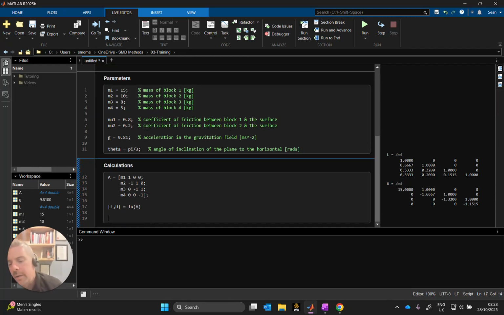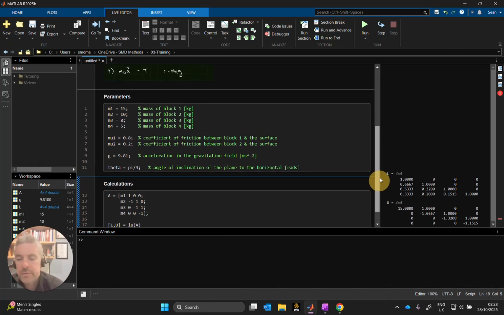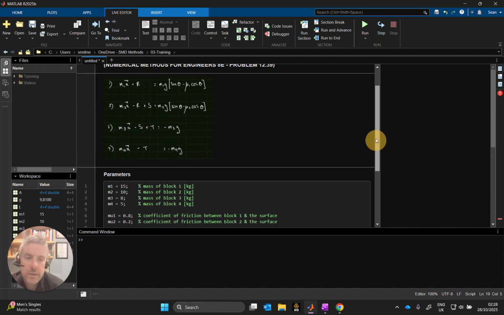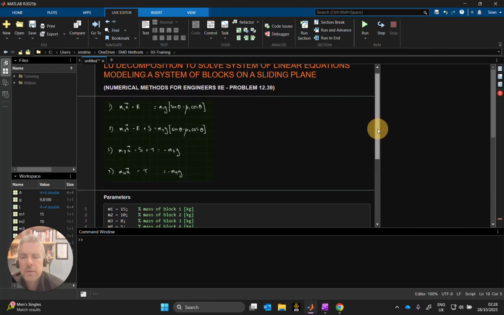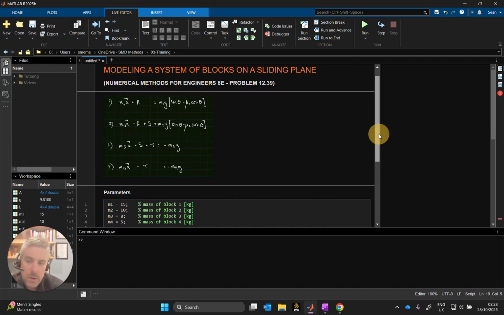Right. Now, let's write in what our forcing function values are going to be. They're going to be my B's. And then what we're in fact going to do is solve for a D, which is a kind of placeholder vector, and then ultimately for our R, S and T. So this is what I'm going to put into my B vector as an M1 G by sine of theta minus mu 1 cos of theta.